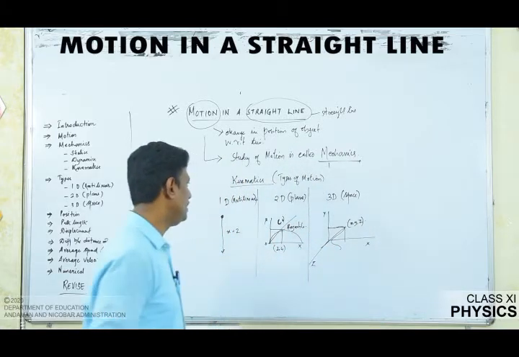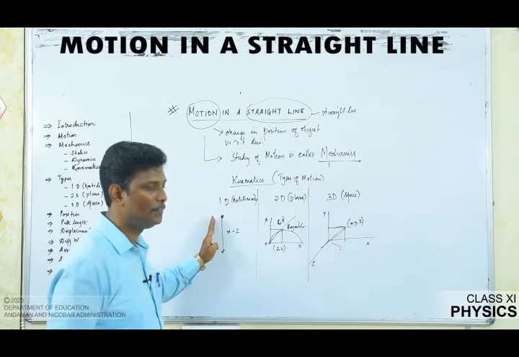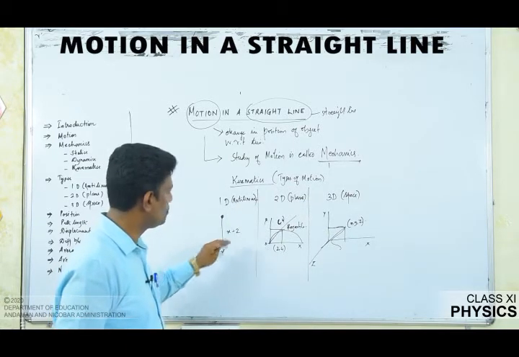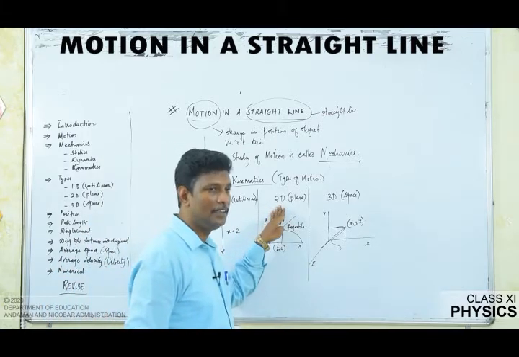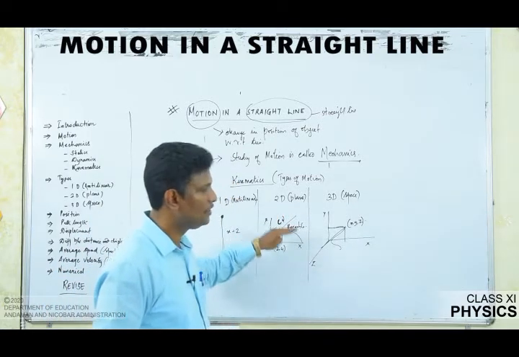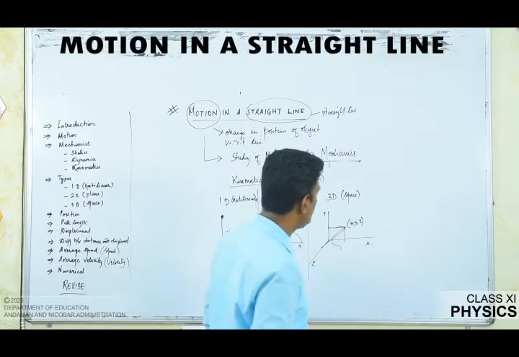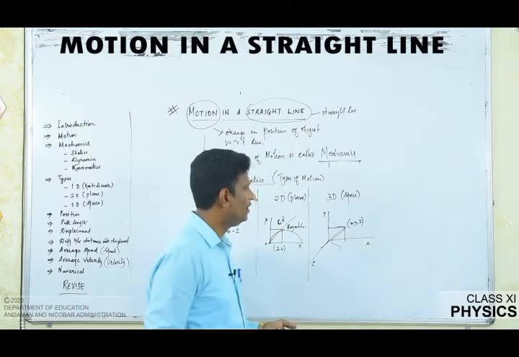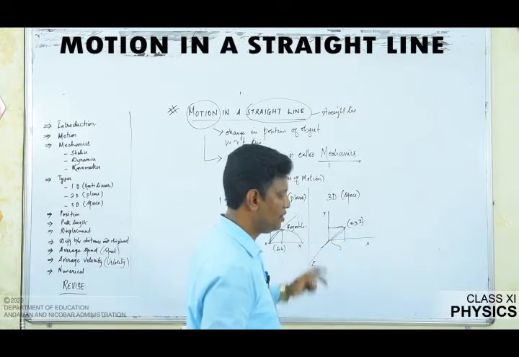So, collectively, we have 3 types of motion: one dimension, which is also called rectilinear motion; 2 dimensions, that is in the xy plane, which is why it is called planar motion; and the third one is motion in space, that is 3 dimensions.